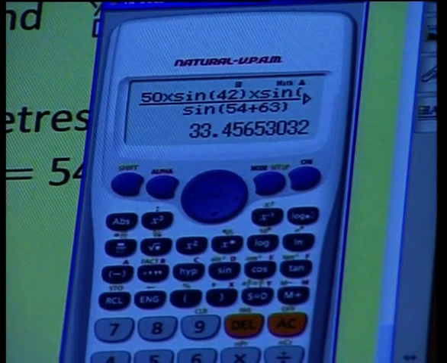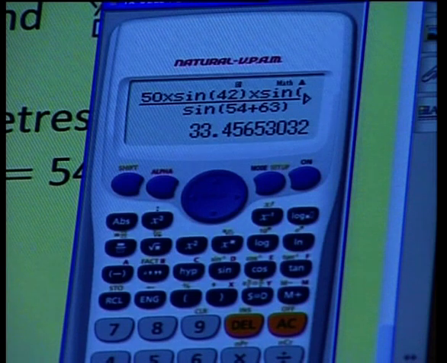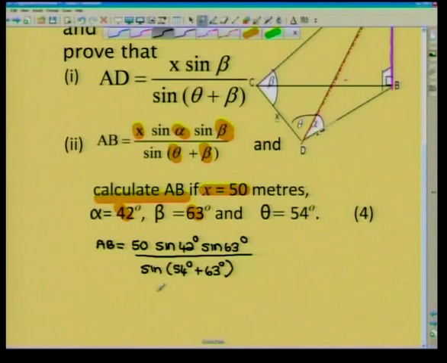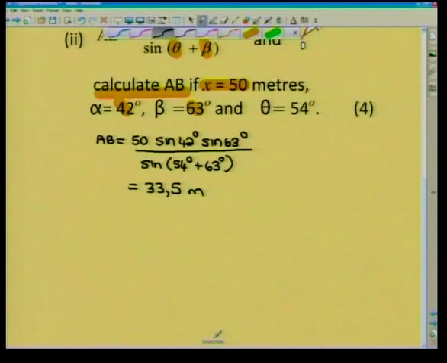AB is 33.5465. Now, they didn't say to you what decimal place you need to give this answer to. So what we're going to do is give it one more than what the angles and sides were. And the angles and sides were all in whole numbers. So I'm going to give it to one decimal place. Usually in an exam or test, the teacher will always tell you which one you must do. So good news for us, we're going to put it to one decimal place. So it's 33.5. And it's going to be meters because that was the unit I was working in.